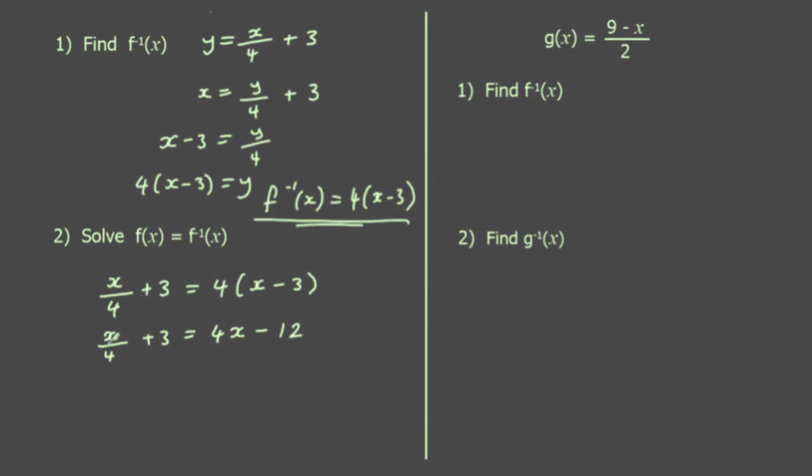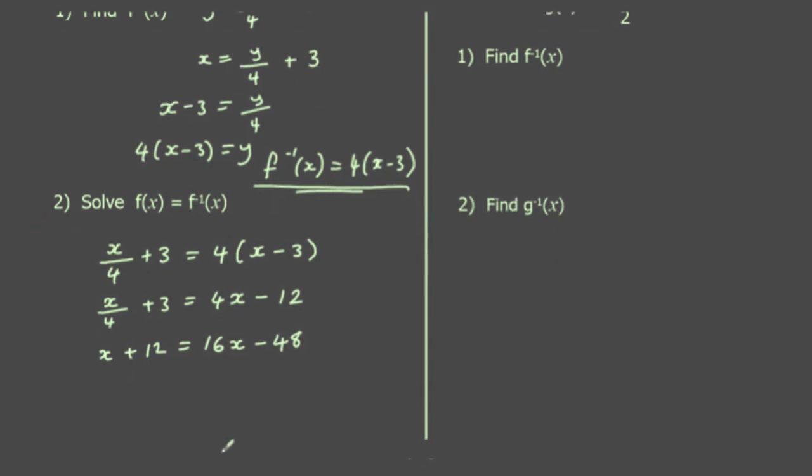So we have got a fraction. We have got x over 4. We can get rid of it by multiplying every term by 4. So I will do that now. You must multiply every term by 4. So 3 times 4 is 12, 4x times 4 will be 16x, and negative 12 times 4 is negative 48.